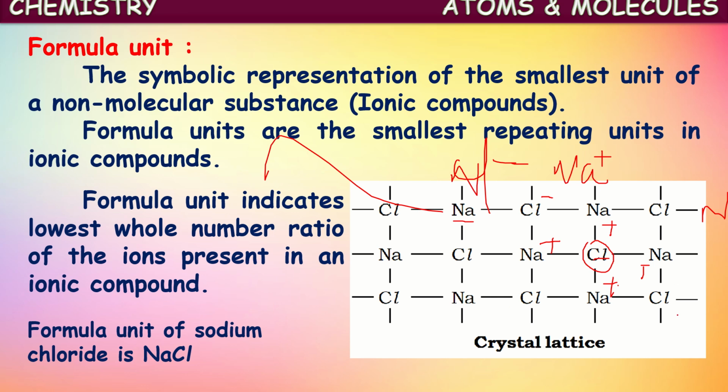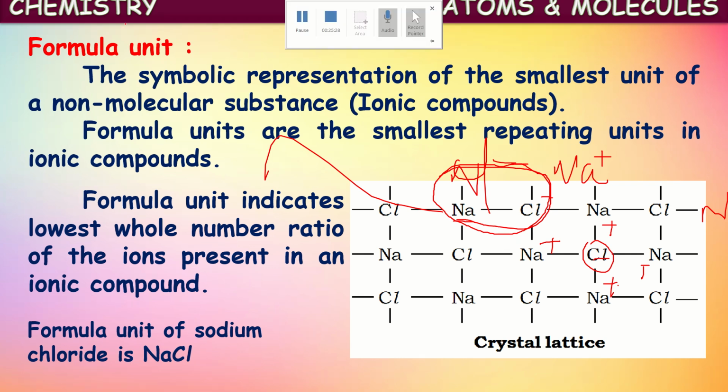It is not an independent particle. So that is why we are taking the simplest ratio by which the positive charged and negative charged ions are combined in a crystal lattice. That is called formula unit. So in the case of ionic compounds, we need to consider the formula units, not molecular formulas.